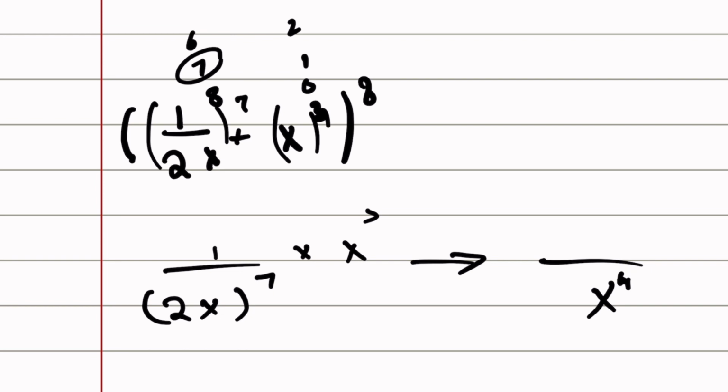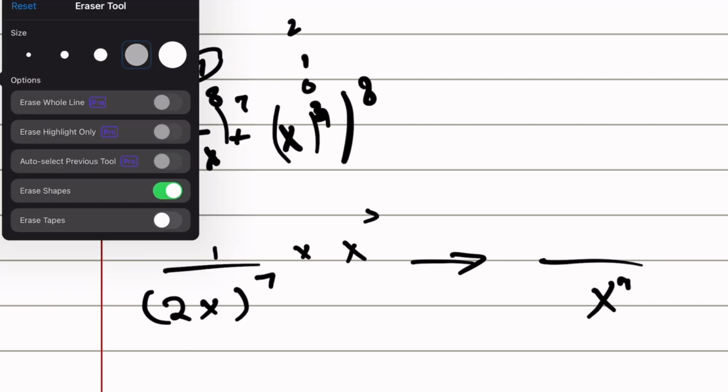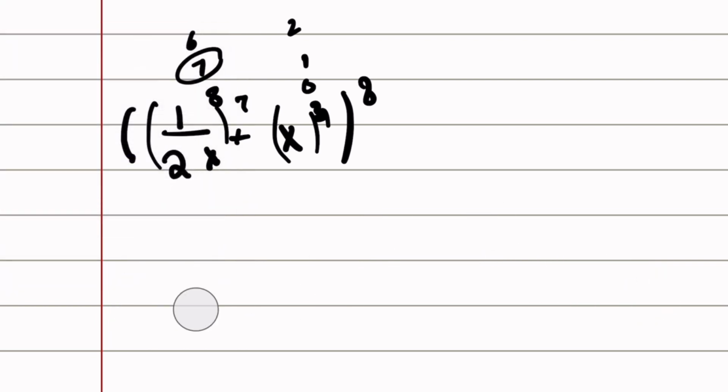So we're going to cancel this out, or at least eliminate it in your mind. You wouldn't have to actually find the term with x to the power of 7. Just think about how the x's interact. Let's look at the other one. How does the x interact in this case?